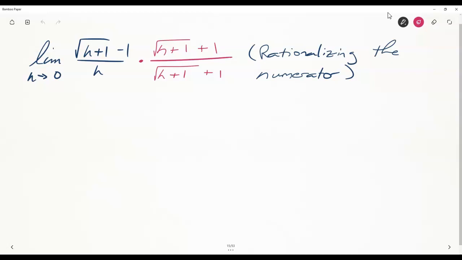But why did I multiply both the numerator and denominator? Because this red fraction right there is just equal to 1. So I haven't changed what I'm taking the limit of. I am just rewriting it in a more convenient way so that I can apply some of the rules that we've already talked about. Okay, so let's multiply out that numerator.